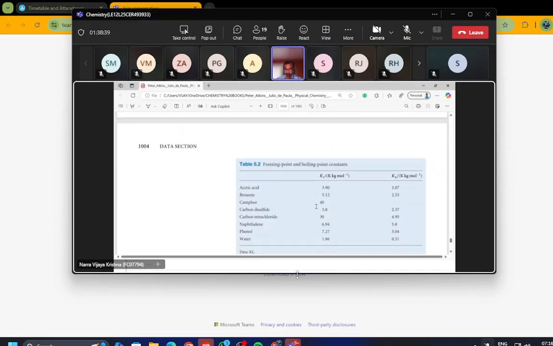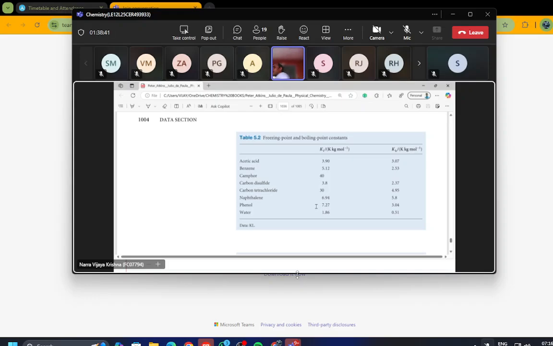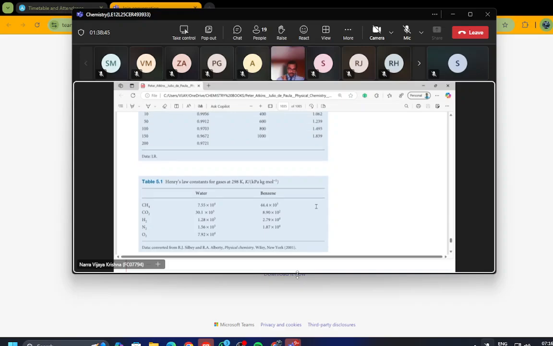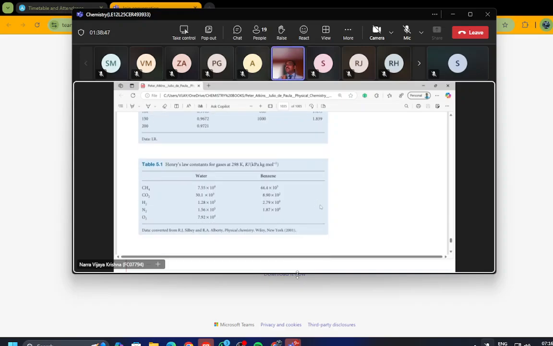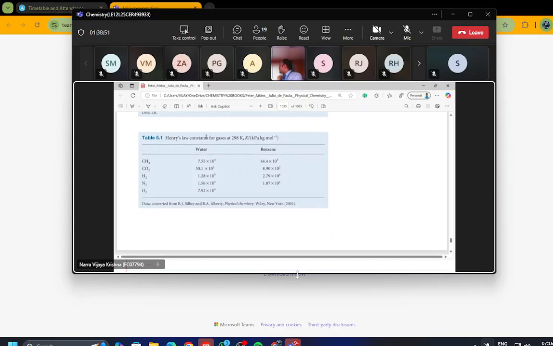Now, freezing point, boiling point. Remind me about this also. This also we are going to see in the table, right? Henry's law constants. Have we discussed this or not? Henry's law constants for gases, for methane, carbon dioxide in water, H2 in water. KH values. Observe the units: kilopascal kg per mole.